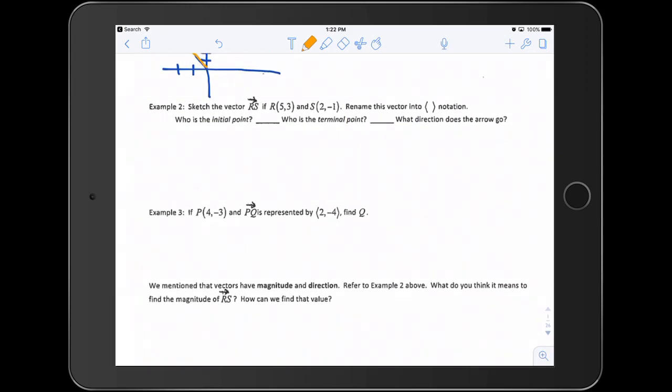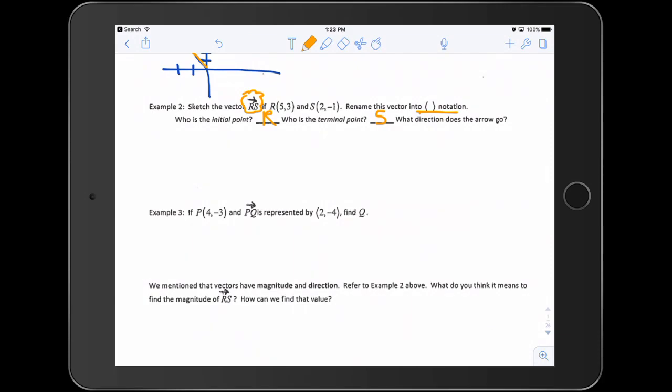Example number 2. It says sketch the vector RS if point R is 5, 3 and point S is 2, -1. Rename this vector into this notation, that's component notation. And then it's asking who is the initial point and who is the terminal point, R and S. And this is what lets you know who's the initial and who is the terminal. The initial is R because that's the beginning, where we're starting, and S is the terminal because that's where we're ending. What direction does that arrow go?